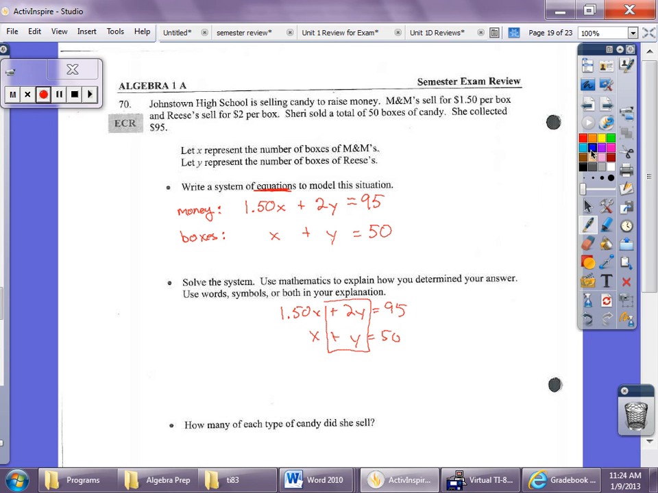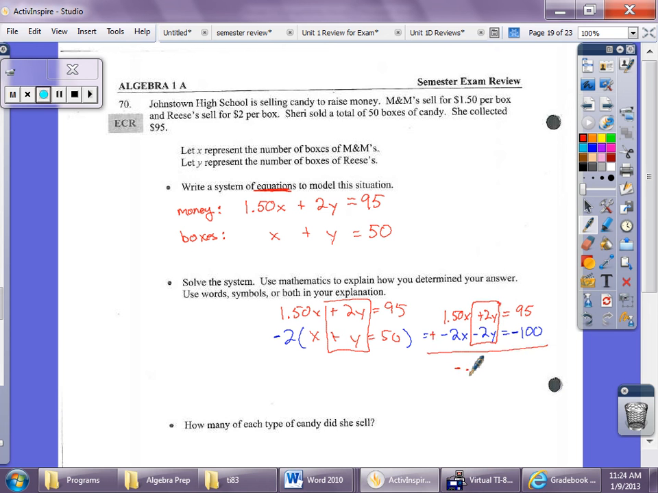I want these to be the same, so I want to multiply everything by negative 2. That'll give me 2 and negative 2. So we get negative 2x minus 2y equals negative 100. And then I'm going to rewrite this one: 1.50x plus 2y equals 95. We know we're going to box these out. So now we can add everything together.